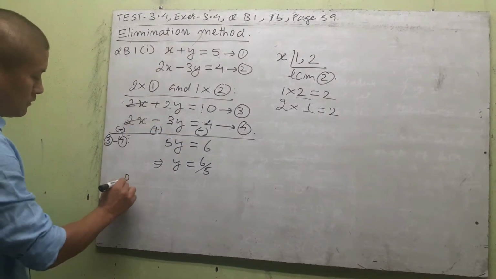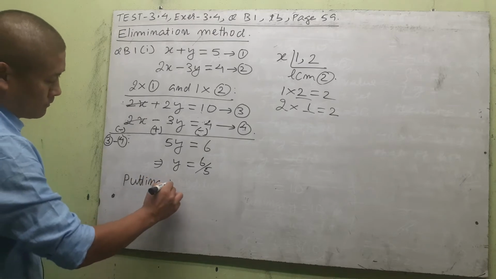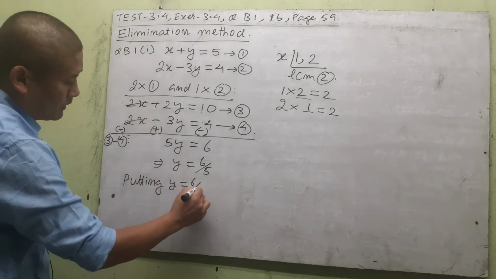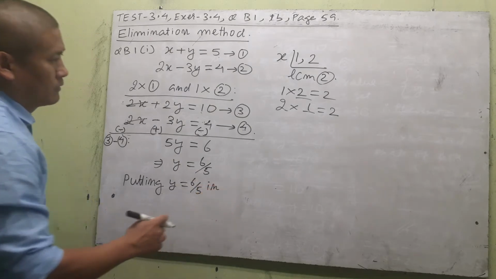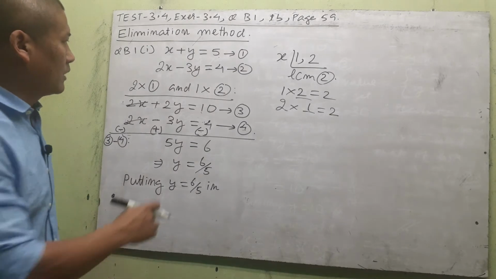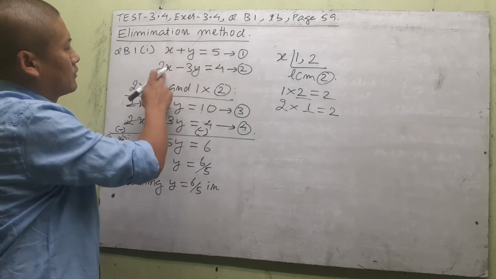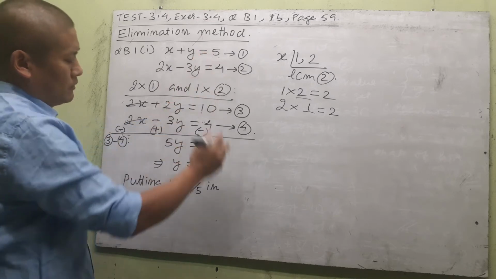Now, to find the other one, x, putting this value you found, 6 by 5, in 1 or 2, that's up to you, that's your choice. But choose the one that is simpler. Here, equations 1, 2, 3, 4. So this seems to be simpler.